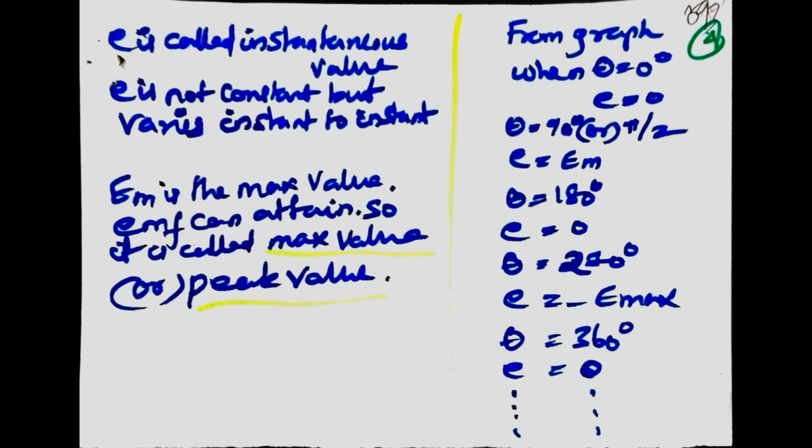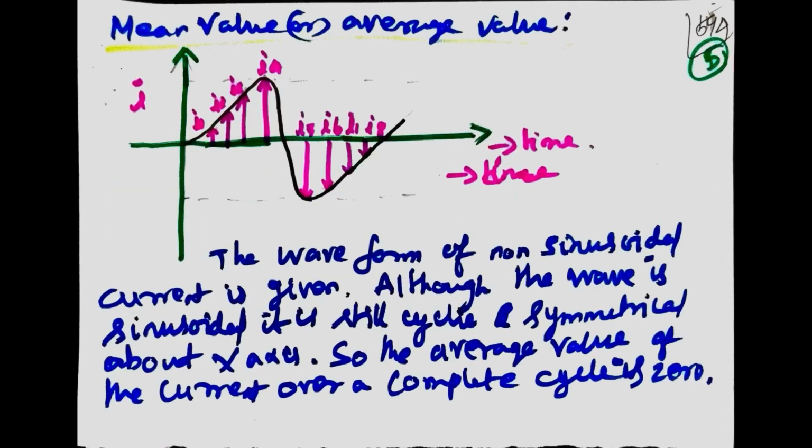Theta is 180 degree, e is 0. Theta is 270 degree, e is minus E maximum. Apply the formula e is Em sine theta. Theta is 360 degree, e is 0. In this way, we obtain the regular sine waveform of AC currents, AC circuits.